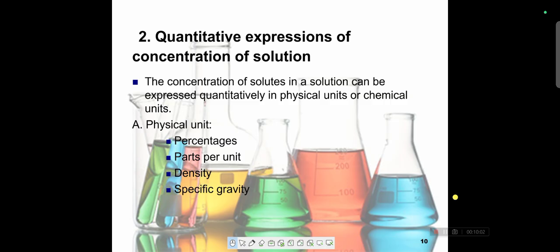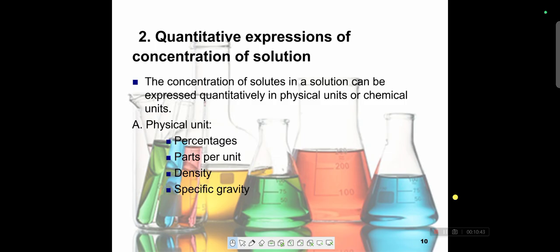Now the second type of expression is the quantitative expression of the concentration of solution. So what do we mean by quantitative? That the concentration is expressed as some amount or number. The concentration of a solution can be expressed quantitatively in physical units or chemical units, right? So what are the physical units in which we can express the concentration? We can express it in percentages. For example, we said you have to prepare a solution of 1% H2SO4. So you are expressing it in terms of percentages. It is a physical unit.